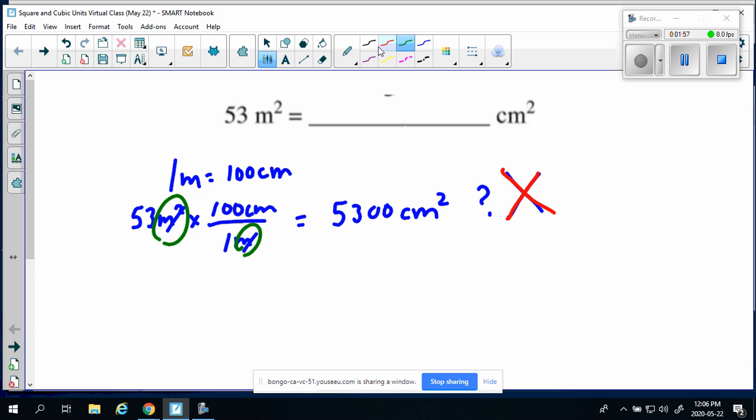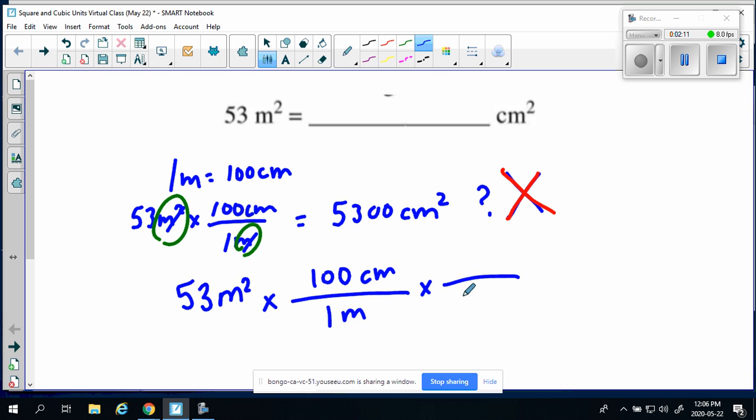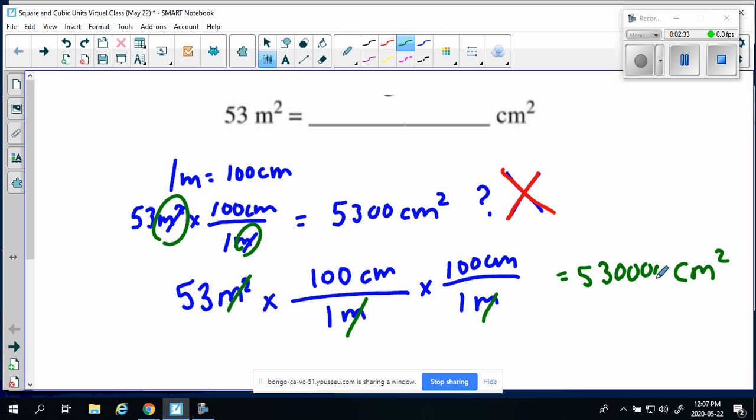It doesn't work. But what you can do is, if you start with 53 meters squared and you want to do 1 meter is 100 centimeters, you can do it again. So notice how there are 2 meters in the top and now there's 2 meters in the bottom. So actually, those 2 meters will cancel out, meters squared. And the units that you're going to end up with in the end are centimeters squared. So if you multiply this, 53 with 4 zeros behind it.